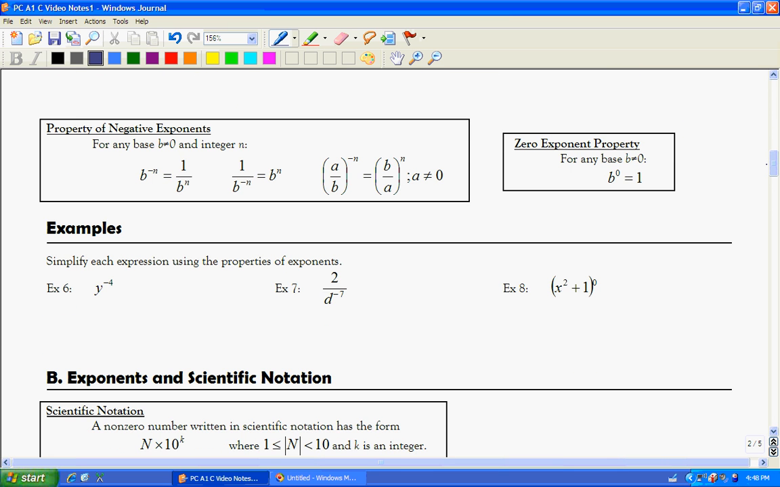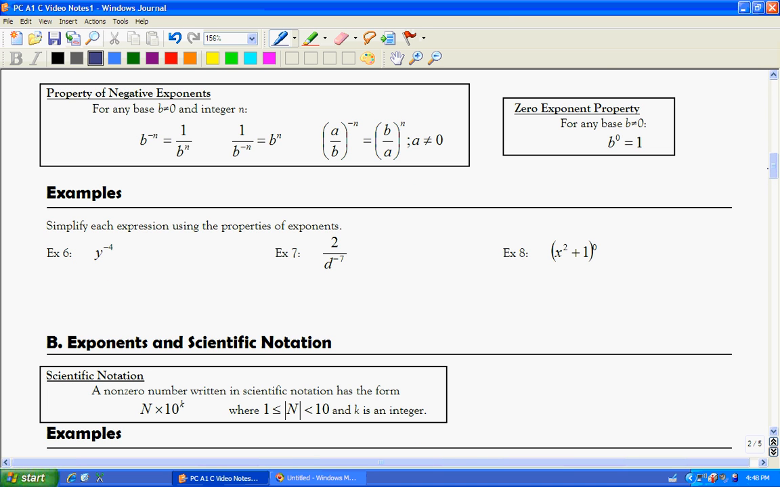Two more properties. Next one we have is the property of negative exponents. It's standard form to write a simplified problem with positive exponents, so we'll need to get rid of negative exponents. So if you have b to the negative n, that's in the numerator. So if we want to make our exponent negative n positive, we need to change it to the denominator. So that becomes 1 over b to the positive nth.